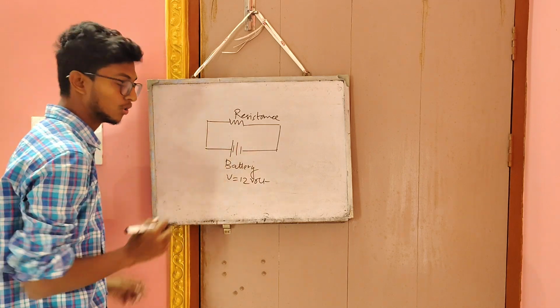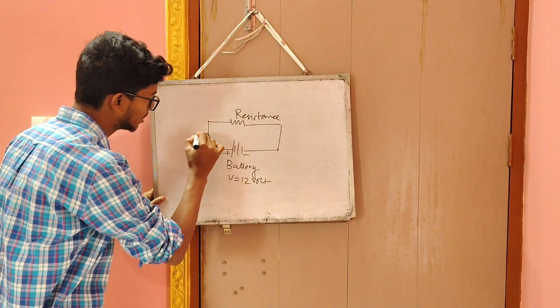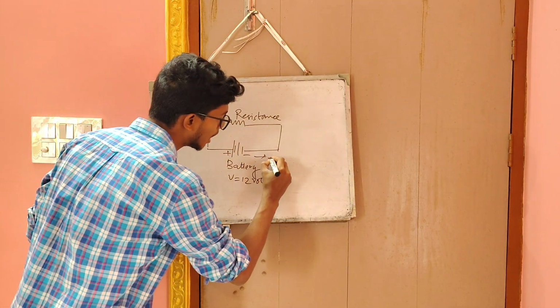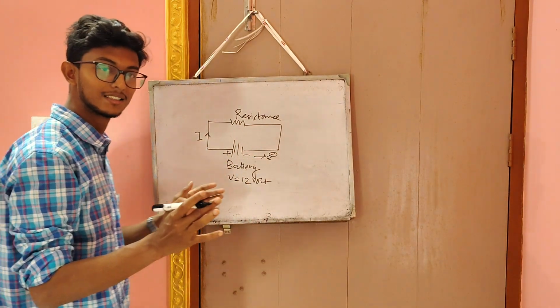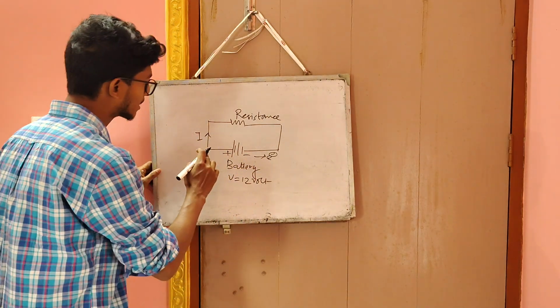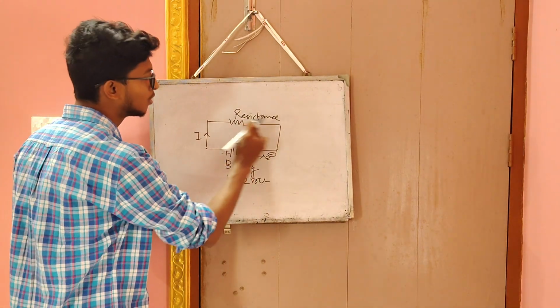The current flows from positive to negative direction. So current flows through this direction I, and the electron flows in this direction. We know that the flow of electron and the flow of current are in opposite directions. So the direction of current is positive to negative, and the electron flows negative to positive.